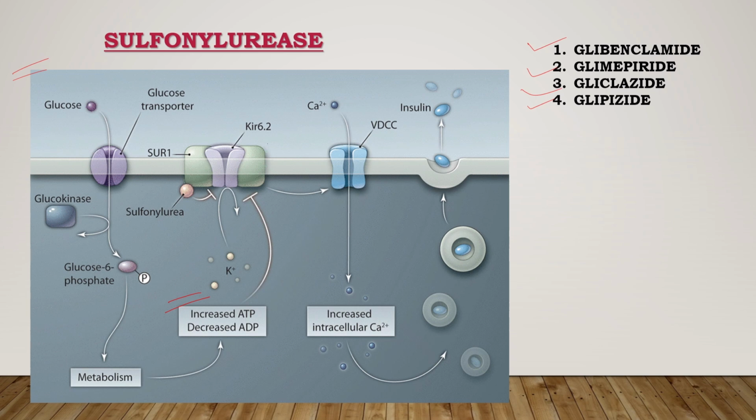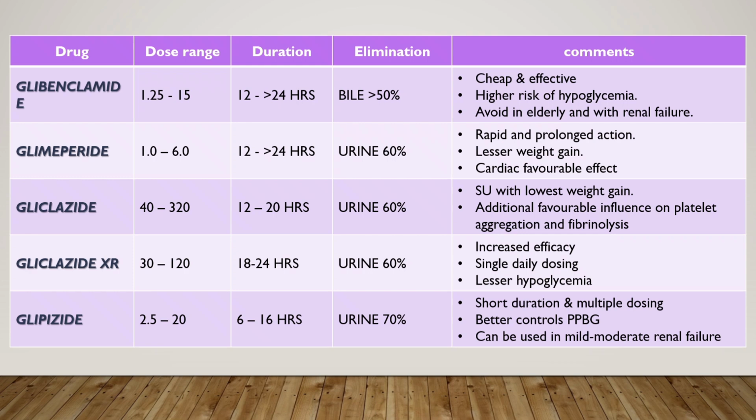In the ATP-sensitive potassium channel, you can see the sulfonylurea receptors and inwardly rectifying potassium channels. This is the point where sulfonylurea acts. These are the drugs that we commonly use: glibenclamide, glimepiride, gliclazide, gliclazide XR, and glipizide, and the dosage is written here.